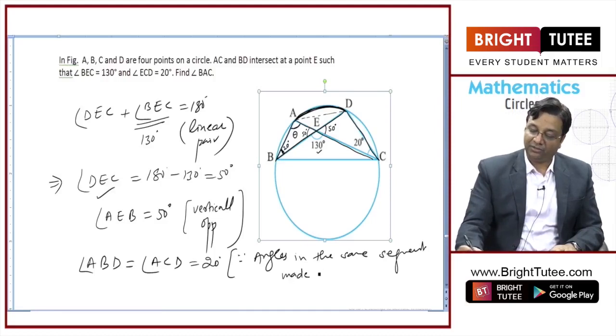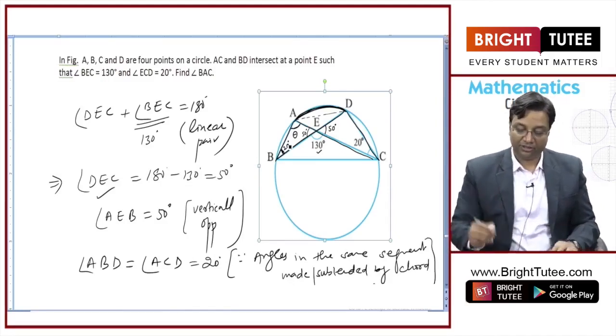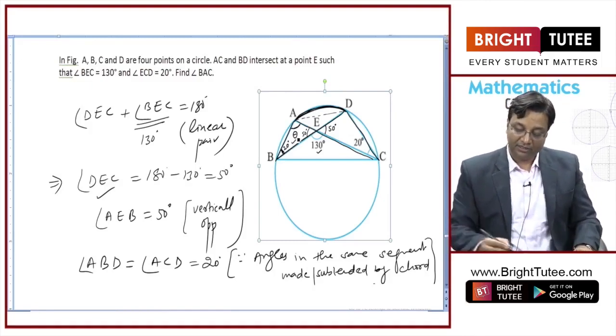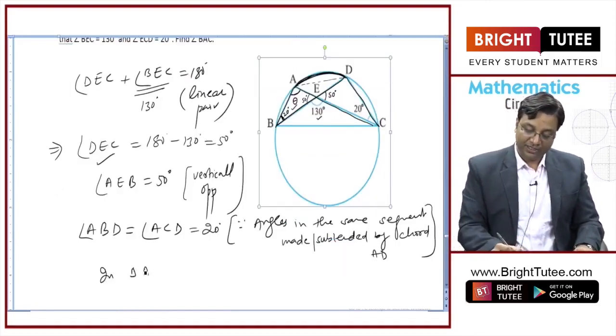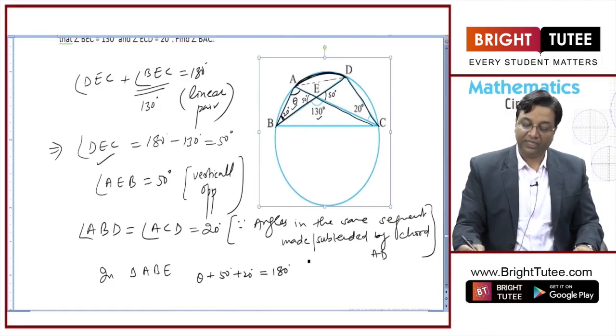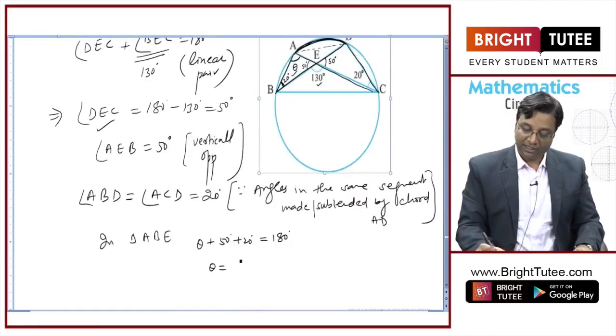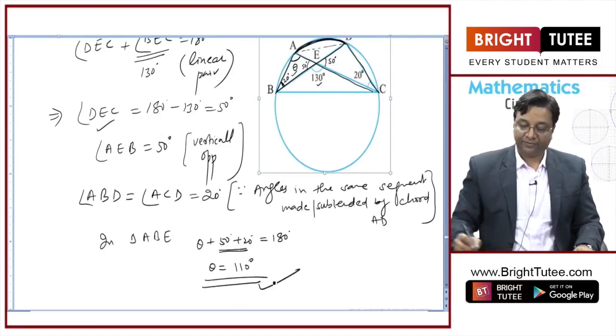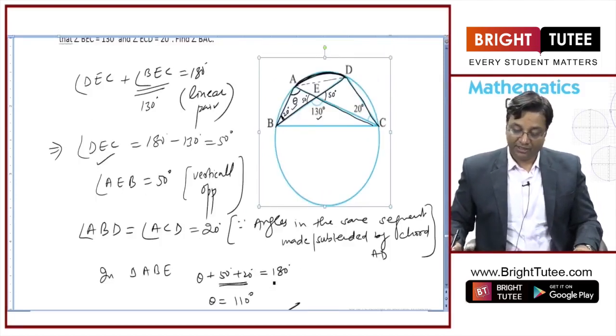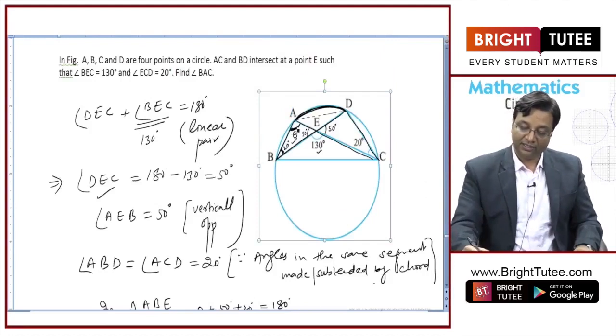made by or subtended by chord AD, right? So this is also 20. Now look at this triangle. In triangle ABE, theta plus 50 plus 20 is going to be equal to 180 because of the angle sum property of a triangle. So theta is equal to 180 minus 70, that is 110, right? So this angle here is 110.